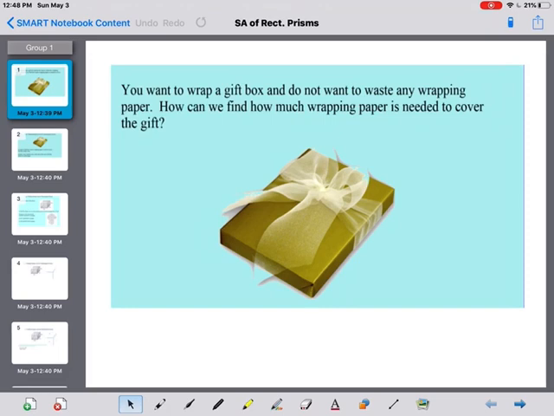You want to wrap a gift box and do not want to waste any wrapping paper. How can we find how much wrapping paper is needed to cover the gift? So we have a rectangular prism here. If you think about a box in front of you, we know the top and the bottom are always the same area. The front and the back are the same, and the two sides are the same as well.